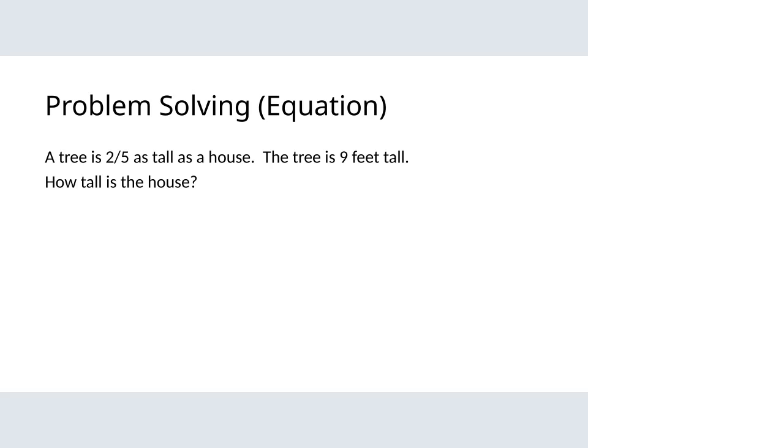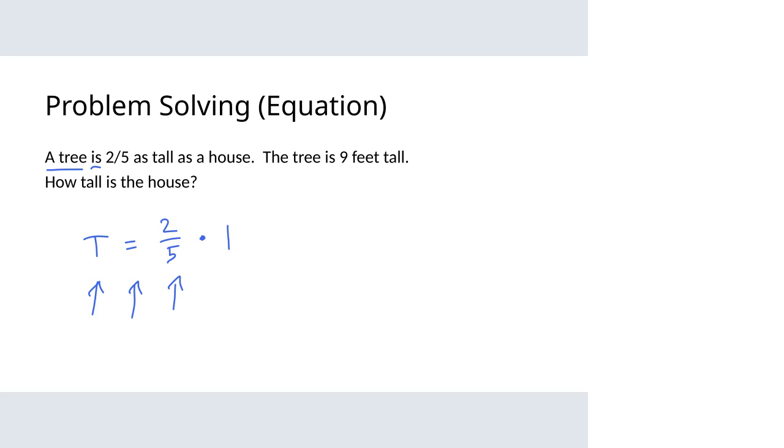So we'd like to write an equation here and be able to solve this. So let's just take this sentence at face value. The tree is 2/5 as tall as the house. So the height of the tree is 2/5 of the height of the house.